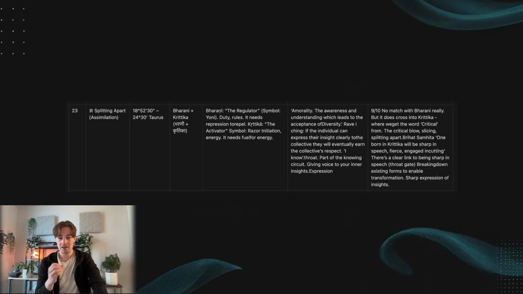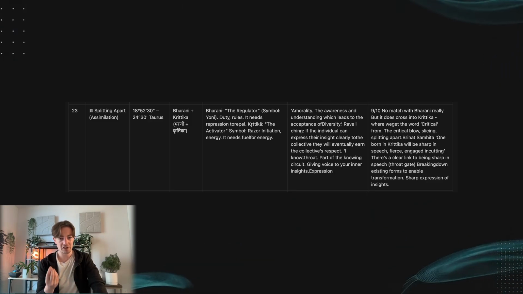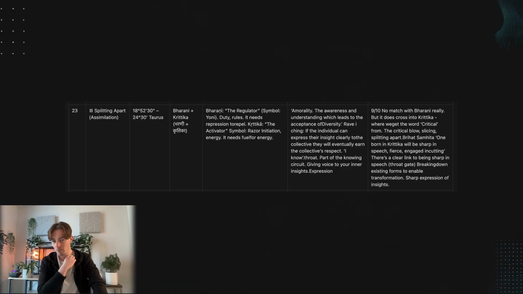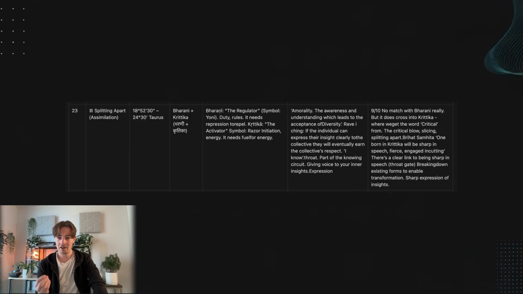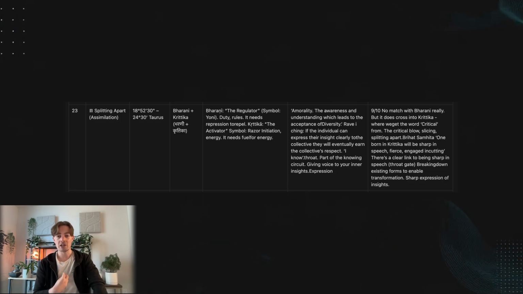And this, for me, is really well matched, because from the description of the hexagram gates for splitting apart, we get amorality, the awareness and understanding which leads to the acceptance of diversity. It's a bit more archaic and vague, but from the Revi chain, we get, if the individual can express their insight clearly to the collective, they will eventually earn the collective's respect. The gate of I know.